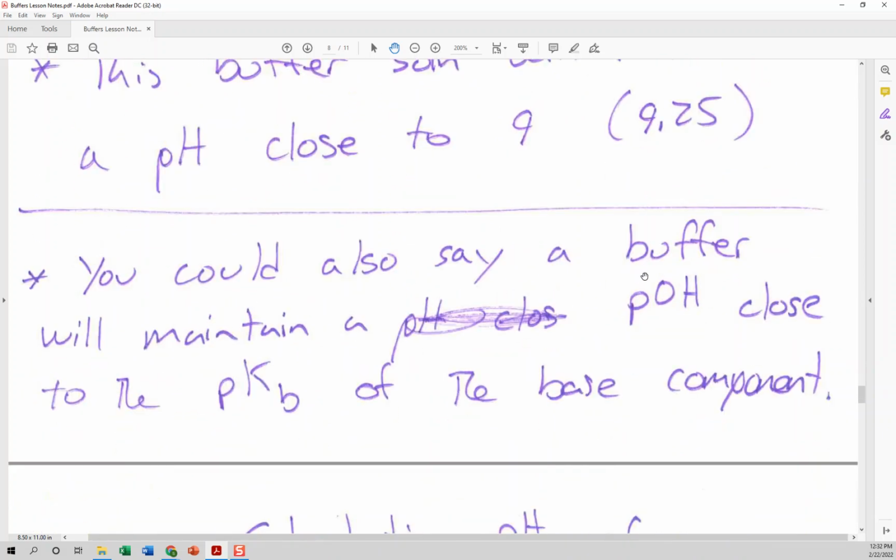Now, the other way you could go about it is you could say the buffer system is going to maintain a pOH close to the pKb. I mean, it's the same thing, but we're usually focused on pH, okay? But if you knew the Kb of the base component of your buffer, and you took the negative log of that, which would be the pKb, that's what the pOH is going to be closest to. So if you subtract that from 14, that's what the pH would be close to, all right?